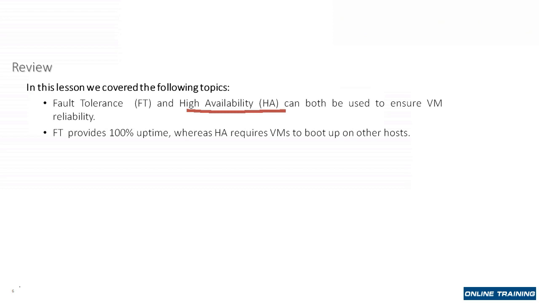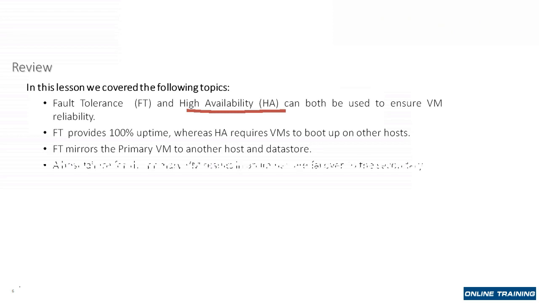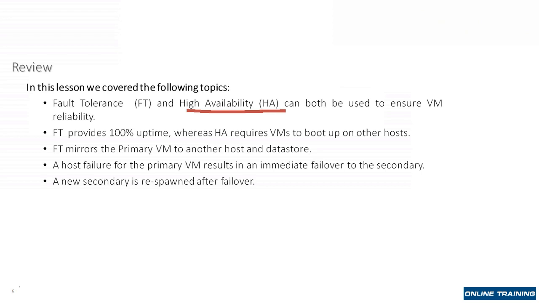So fault tolerance gives us 100% uptime, whereas high availability requires virtual machines to boot up on other hosts and has downtime involved. Fault tolerance keeps a primary VM on one host and a secondary VM on a different ESXi host and data store. And if there is a host failure that occurs, the primary VM immediately fails over to the secondary with no downtime. And then a new secondary will be respawned to re-protect this virtual machine after failover.